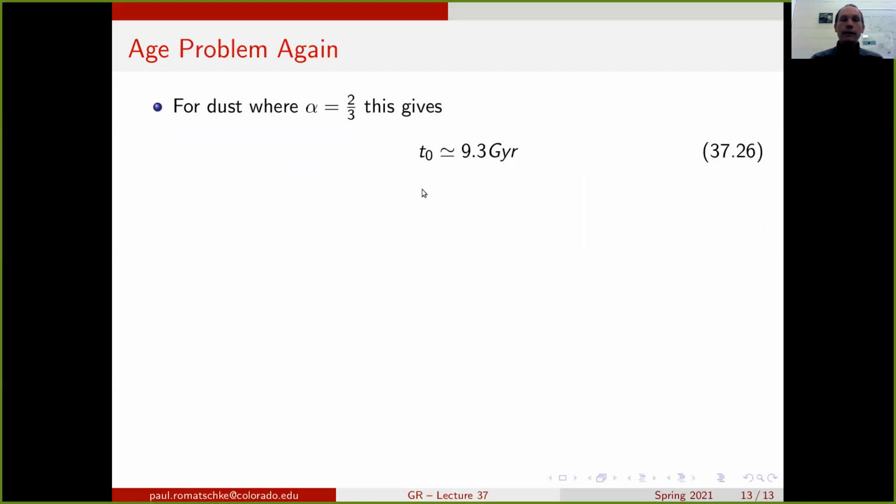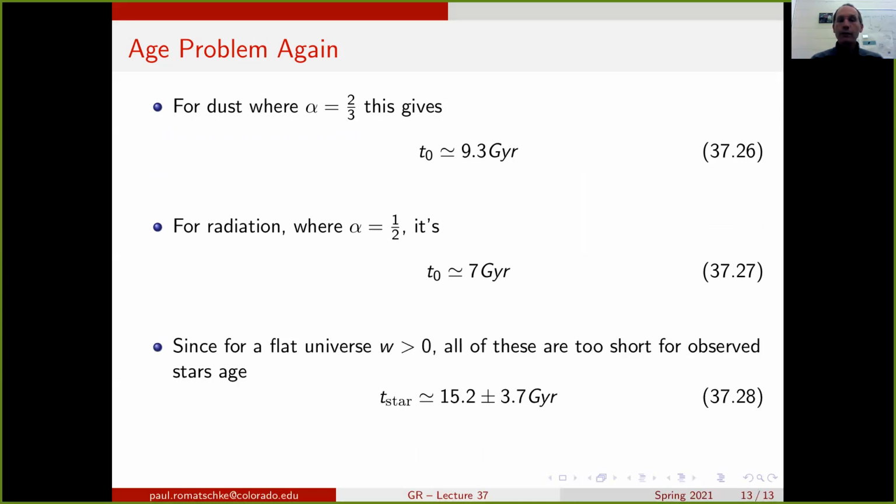So then, what is alpha? We can plug in dust, where alpha is 2/3, and we find that the age of the universe has to be 9.3 billion years. Or we could put in radiation, where alpha is 1/2, where we find that the age of the universe is 7 gigayears. Now, both of those are problematic because they are both too short for the actual stars that we observe in our Milky Way, which are at least 11 billion years old.